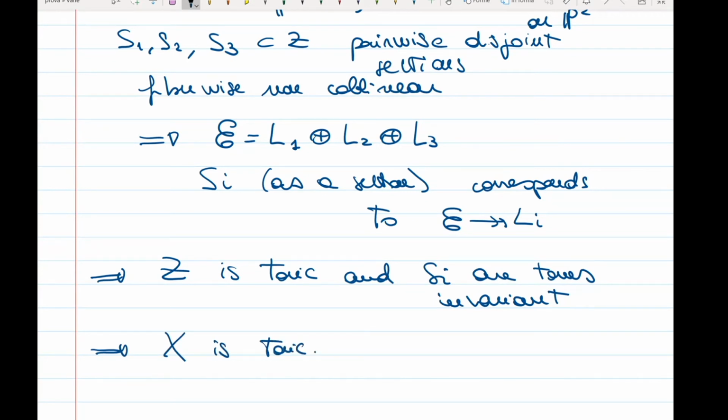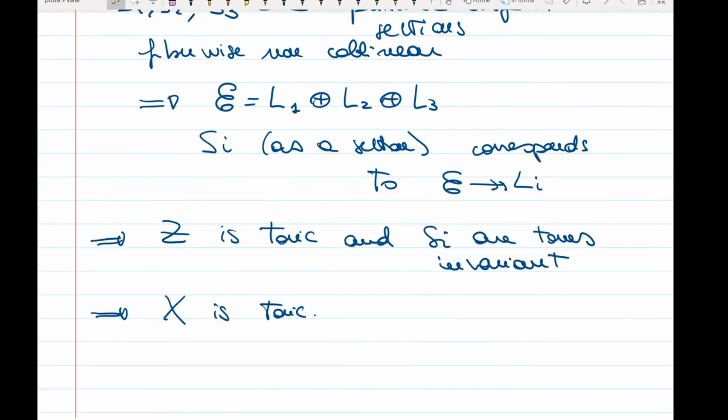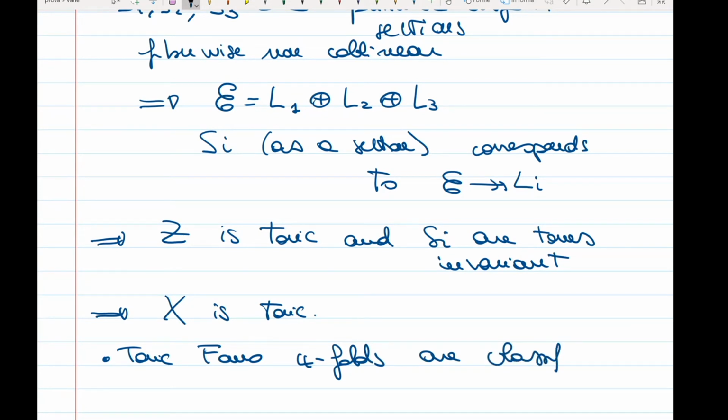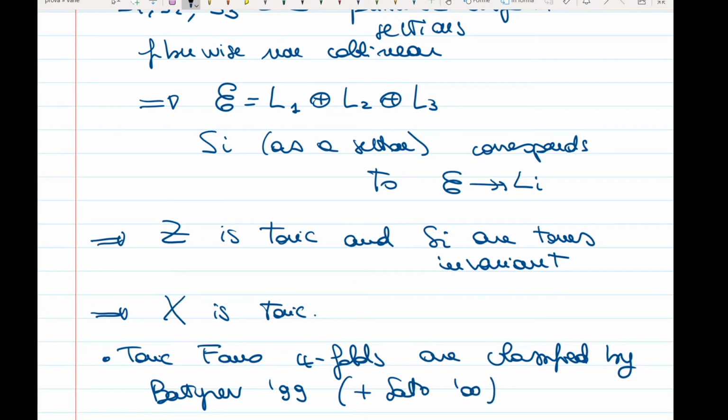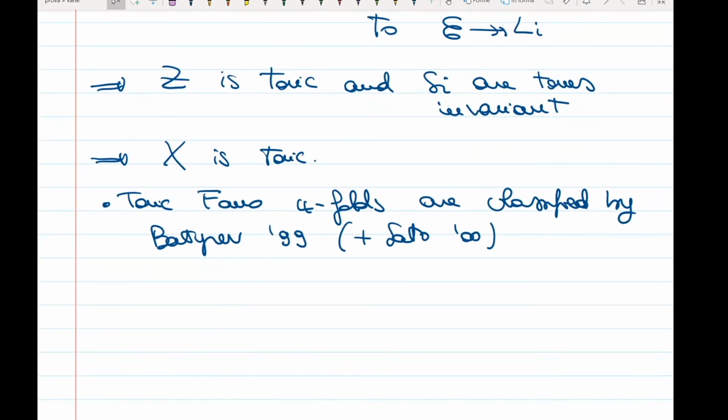And then it's easy because toric Fano fourfolds are classified. By Batyrev in 1999, plus Sato, who found the missing one a year later. And it's easy to see the Lefschetz defect. And so you just go and check, and you see that there are 4 possibilities for X.